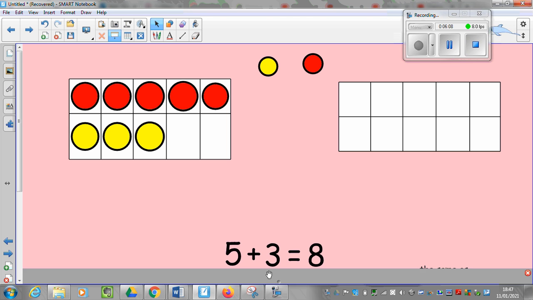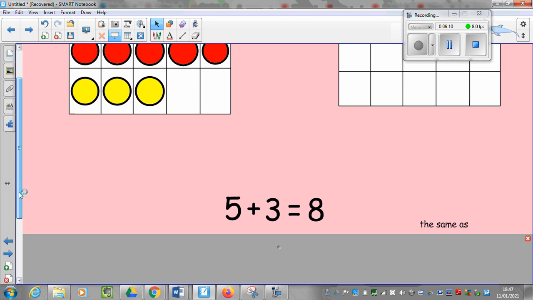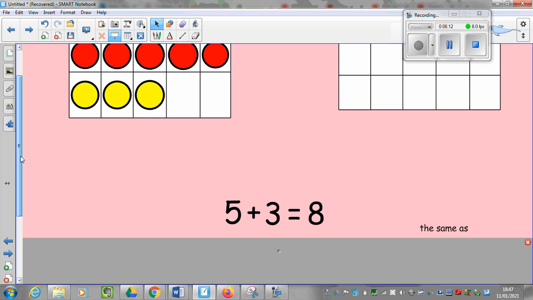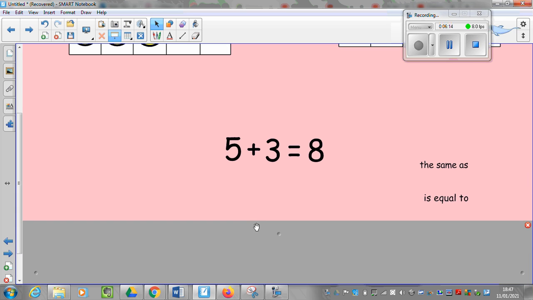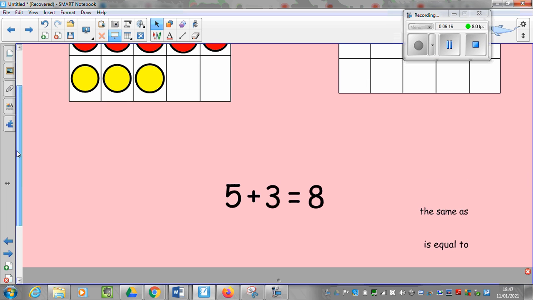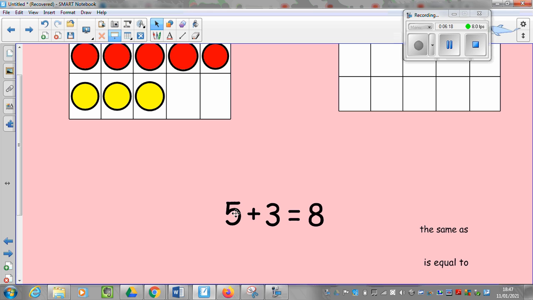Excellent. So let's have a look at this then as a number sentence. So the number sentence is, let me move it up just slightly, 5 add 3, so we've got 5 from Mrs. Sweeney's up here, add, because I moved them over and I added them onto her frame, 3, because I added 3, equals 8.